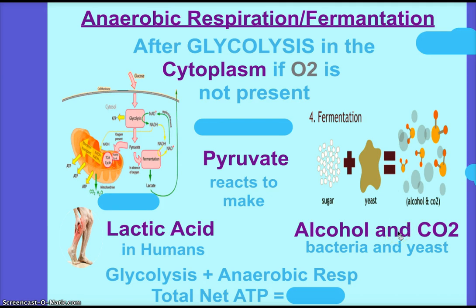Who could tell me what the total net yield of glycolysis and anaerobic respiration is? Who could tell me what the total net yield is if you do glycolysis plus anaerobic respiration? What's the total net yield of glycolysis? 2. Did we make any ATPs? So the total net is 2. Good job.